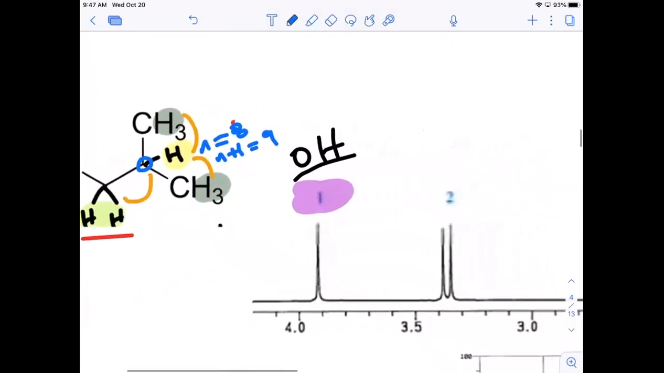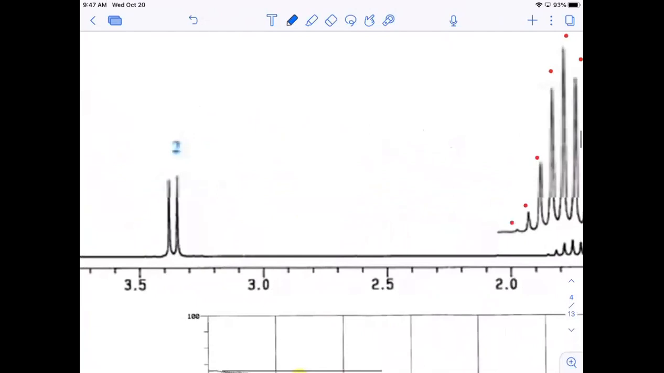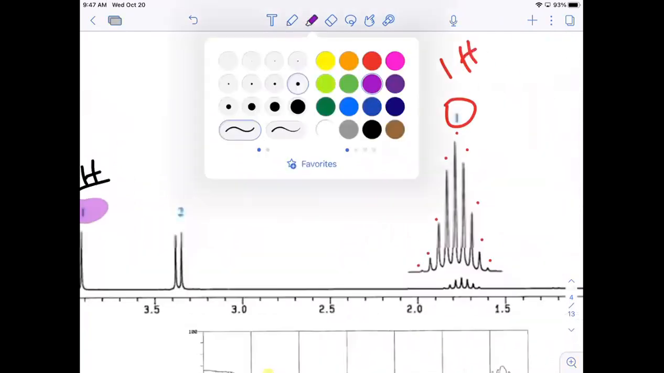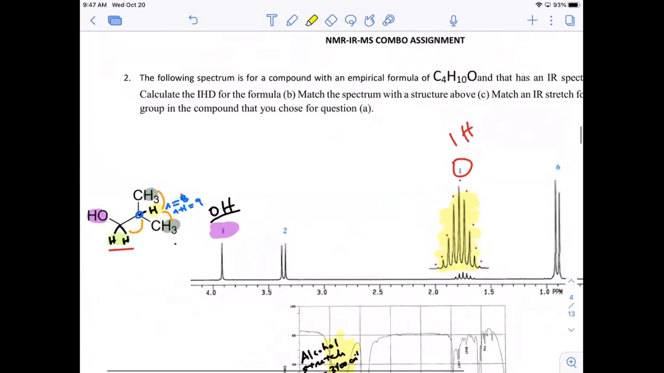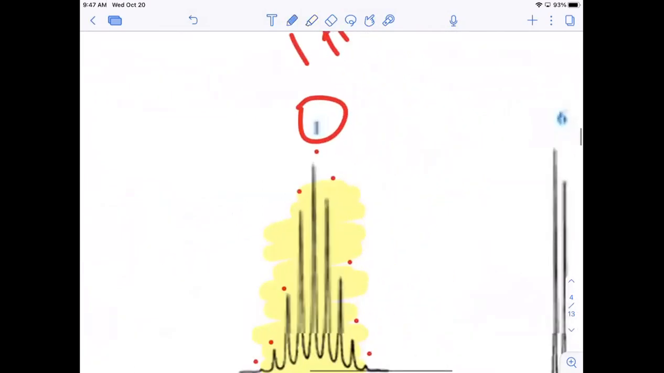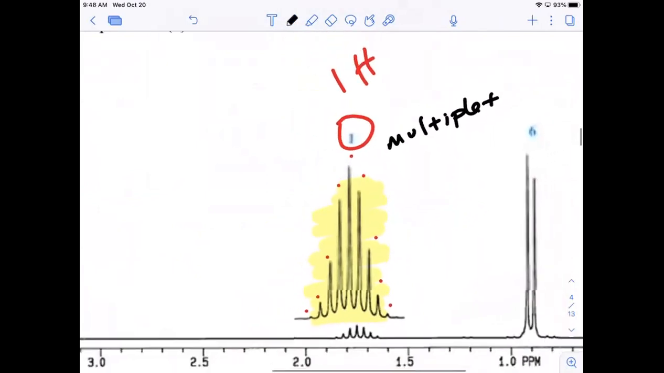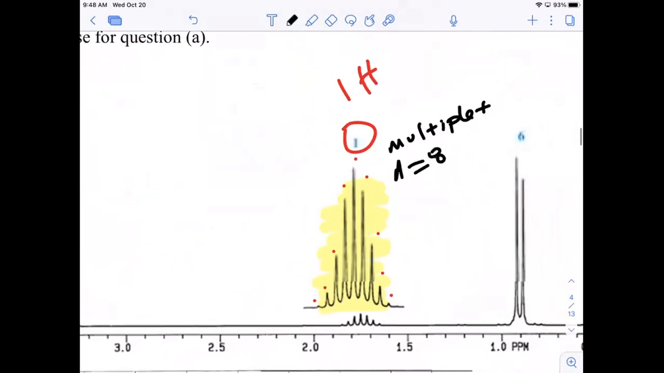So that signal is representative of that isopropyl proton. So it's here, and the integration is 1. We're going to call that a multiplet because it's 9 lines. We could call it a nonette, but it's easier just to call it a multiplet. Anybody not have a problem with that one?